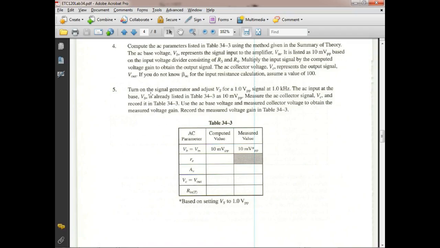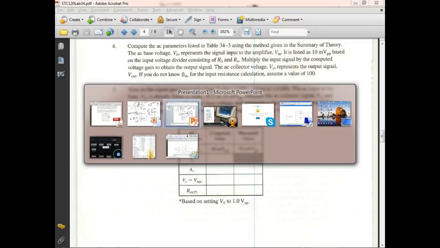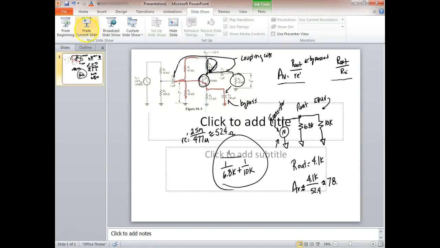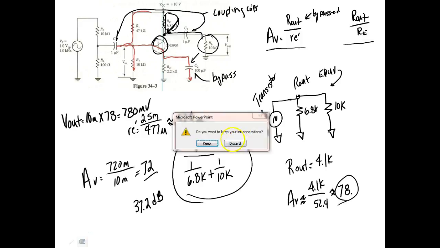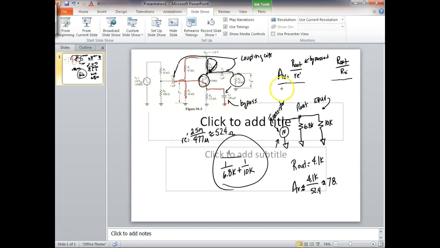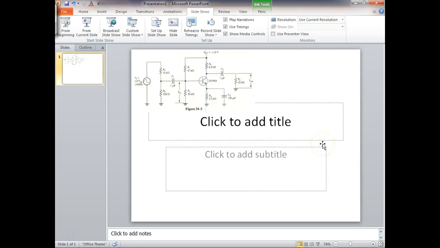Anything else in the chart? Oh, Rin. Okay, so we need to do Rin, or I usually call it Zin. It might be Zin in my data sheet because we're putting AC into the thing. Are we okay so far? Okay, so what I'm going to do is get rid of all the stuff I had.